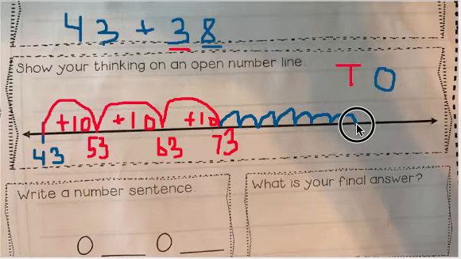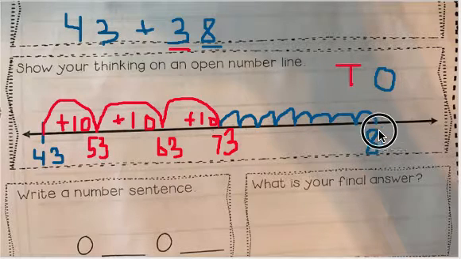6, 7, 8. And I'm going to count up, and I'm going to trace over these humps as I count to make sure I stay on track. So 73, 74, 75, 76, 77, 78, 79, 80, 81. And at the very end of my humps, I write 81. And that is good news because that is what we got using our base 10 blocks.